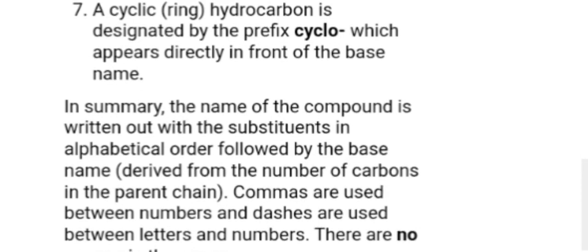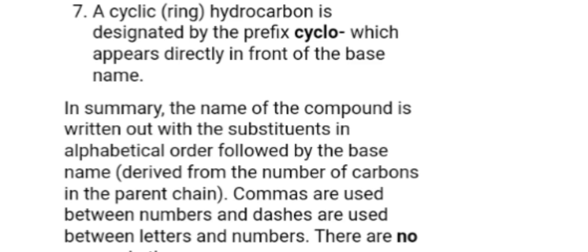Then number 7. A cyclic ring hydrocarbon is designated by the prefix cyclo, which appears directly in front of the base name. For example, let's say we have propane, butane, hexane, heptane. In terms of cyclic, let's say we have a cyclic compound and we have 6 carbon atoms. Instead of just saying hexane, you say cyclohexane. You better mention cyclo before calling any cyclic compound for alkanes. Although alkenes and alkynes still follow: for alkenes you say cyclohexene, for alkynes you say cyclohexyne.